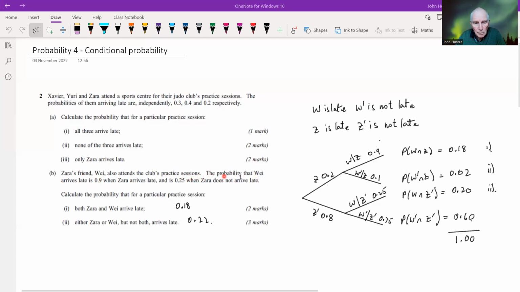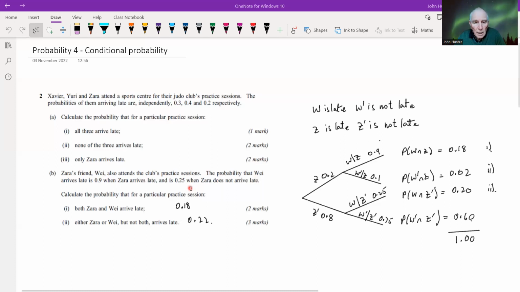So what we're saying here is the probability that Wee arrives late is 0.9 when Zara arrives late. So what we're saying is that if we know that Zara is late, or the terminology we might use is, given that we know Zara is late, then the probability that Wee is late is 0.9. That is an expression of a conditional probability. And 0.25 when Zara does not arrive late. So given that Zara is not late, the probability that Wee is late is 0.25.